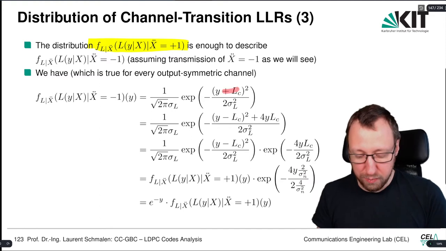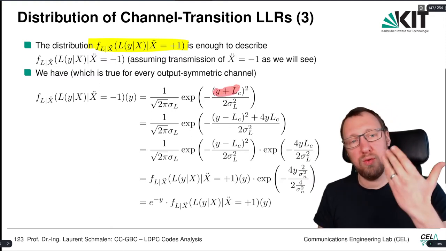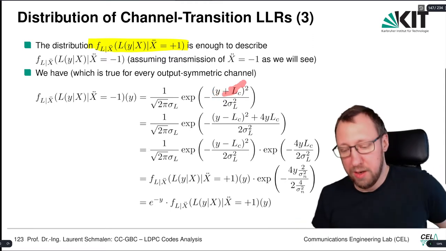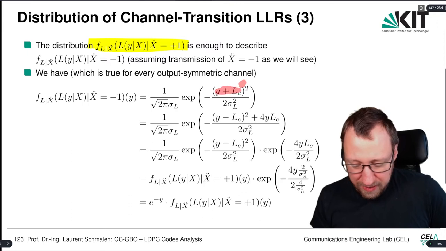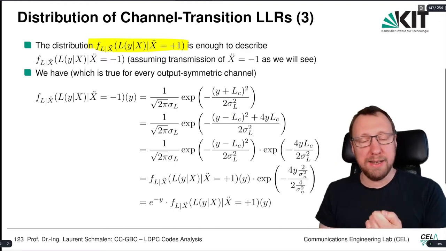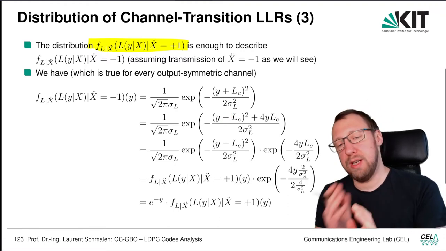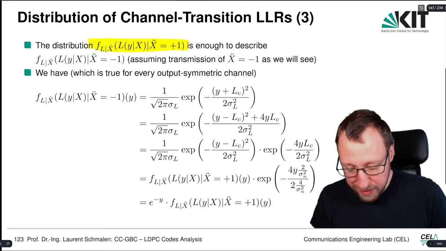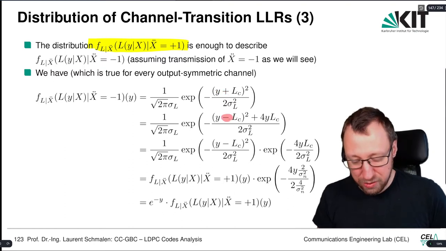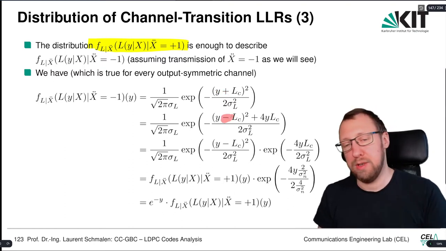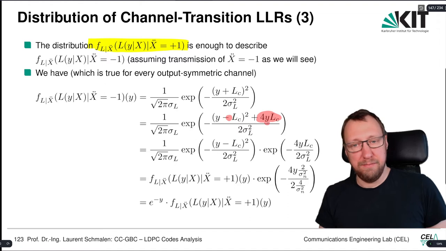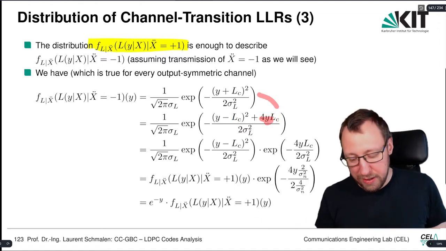So now we do a small trick because we want to relate this to the distribution of the log-likelihood ratios if we transmit a plus 1. We can do this by putting a minus LC inside, but we need to correct this by changing the middle term. So here we have y squared plus 2 times y times LC plus LC squared. Here we have minus 2 times y LC, but we need to get plus 2 times. In order to get that, we need to add 4 times y times LC. This is just to have equality between these two expressions.